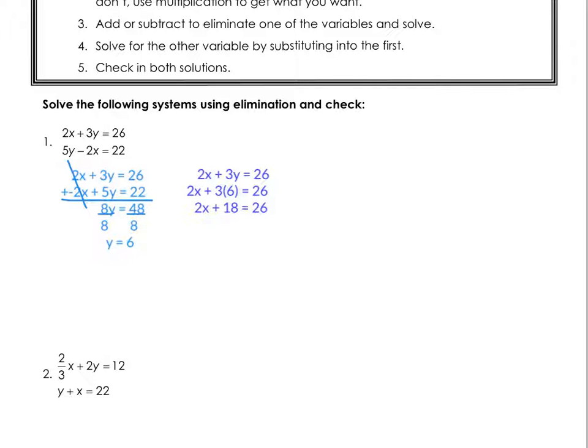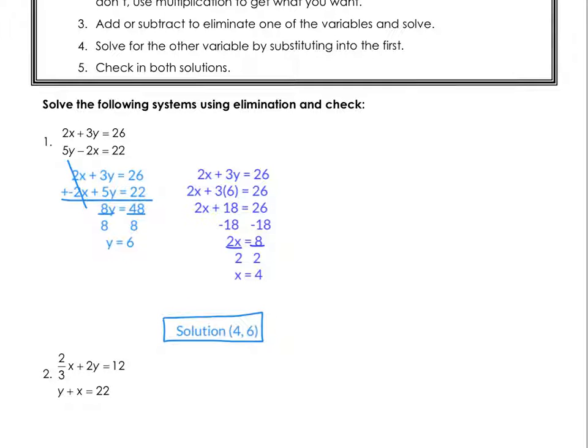Now I can subtract 18 from both sides in order to get the x by itself. And then once I've done that, I get 26 minus 18, which is 8. And then to get x by itself, I'm going to divide both sides by my 2. And I get my answer, which is x is 4. Now remember that the solution to a system of equations is the point where they intersect. So my solution is x comma y, so 4 comma 6.